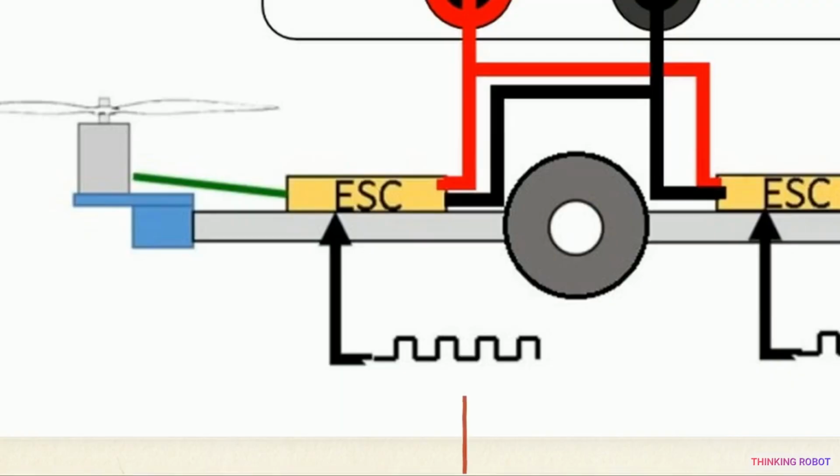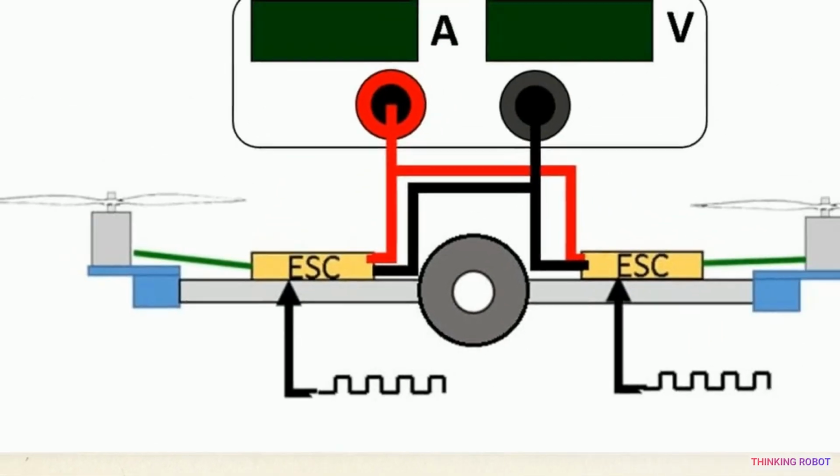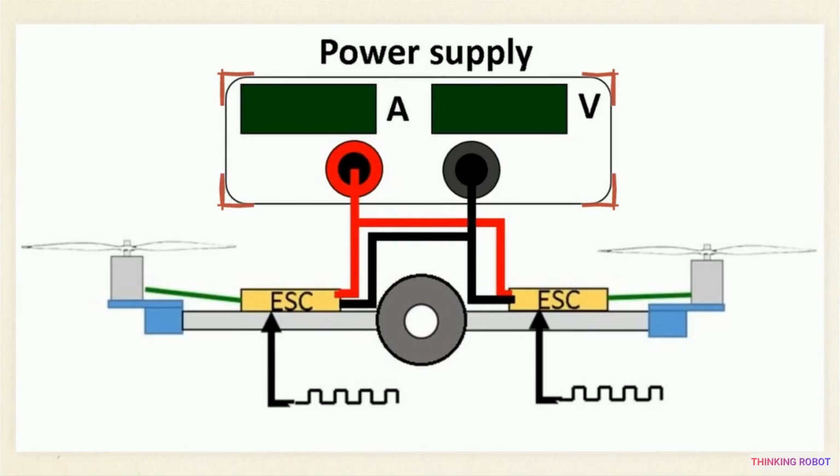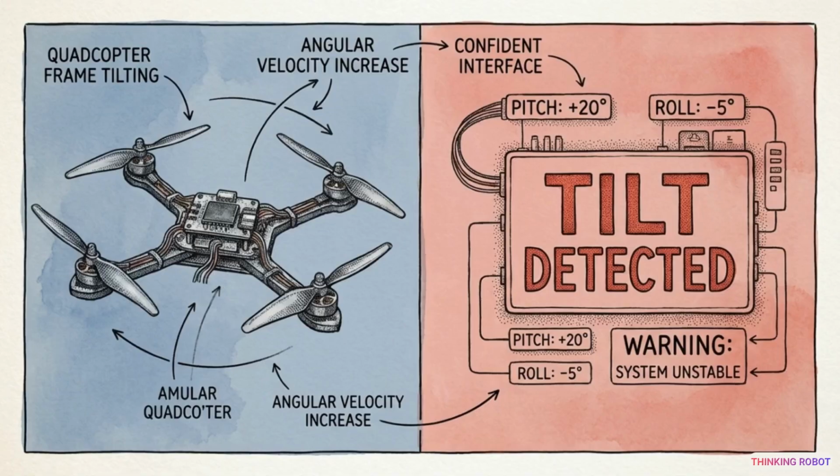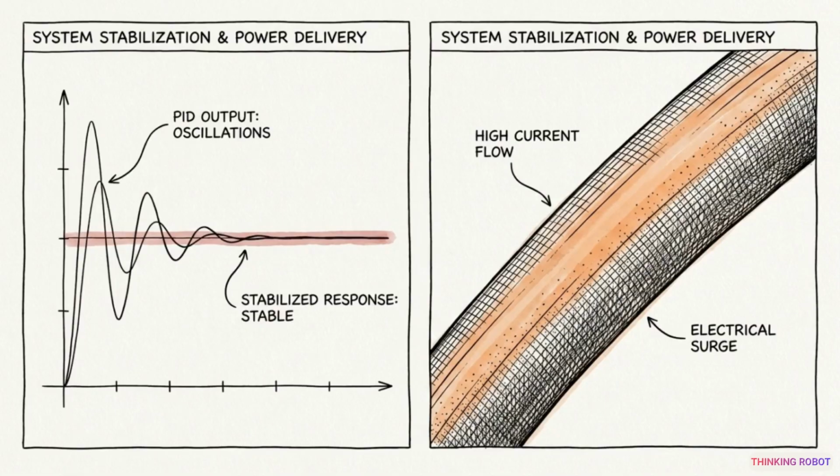In this schematic, you can see how that digital command travels. It hits the electronic speed controller, or ESC. The ESC acts as a translator, reading the digital request from the flight controller and dispensing raw electrical current from the battery to specific motors. In a fraction of a millisecond, the drone has measured a physical disruption, processed it through a mathematical algorithm, and generated a targeted electrical command ready for mechanical execution.